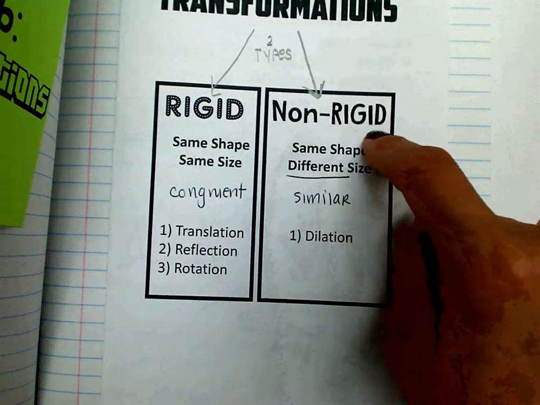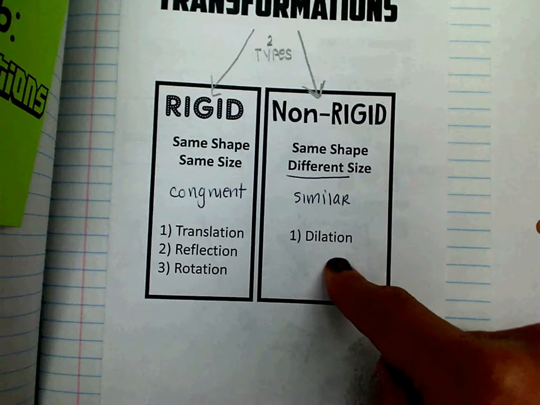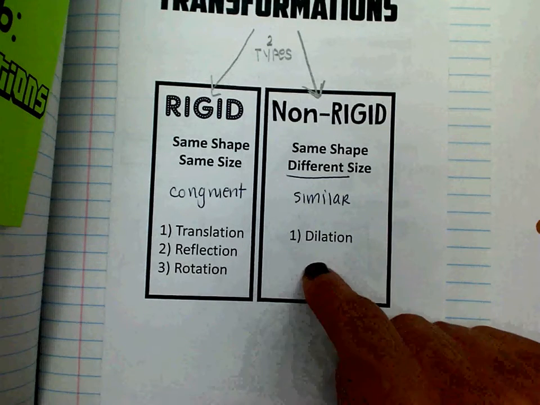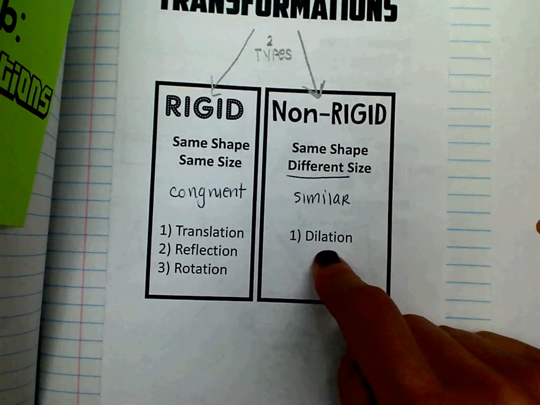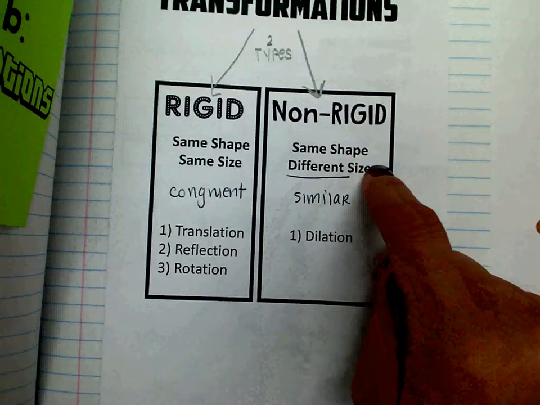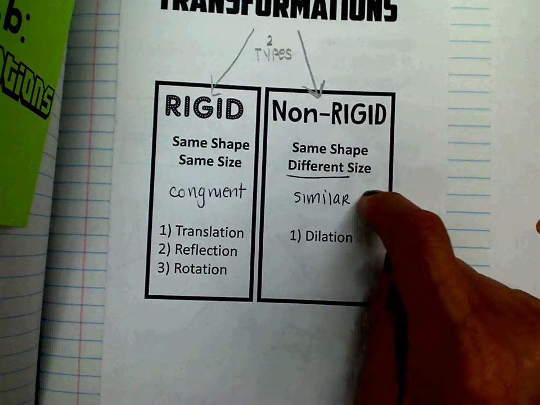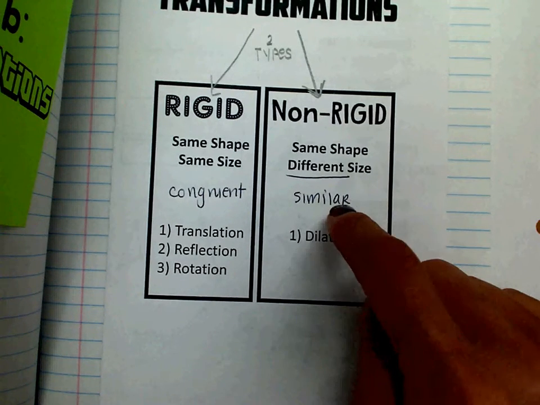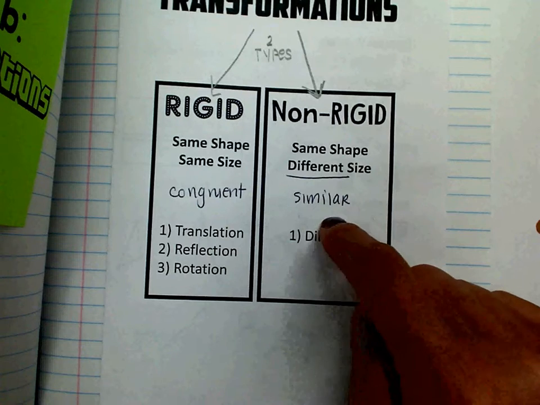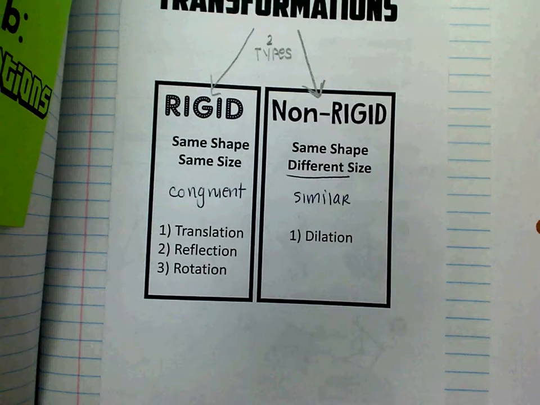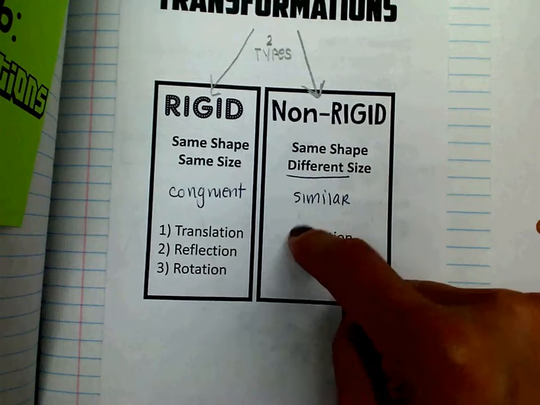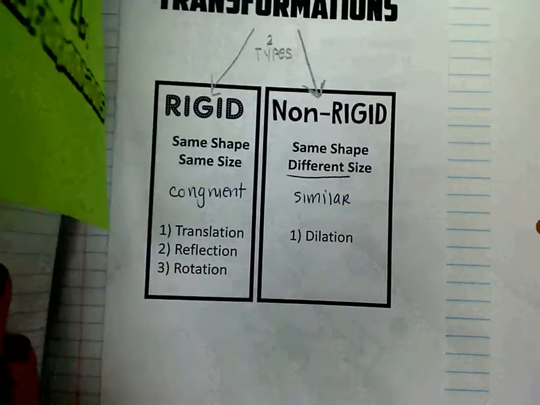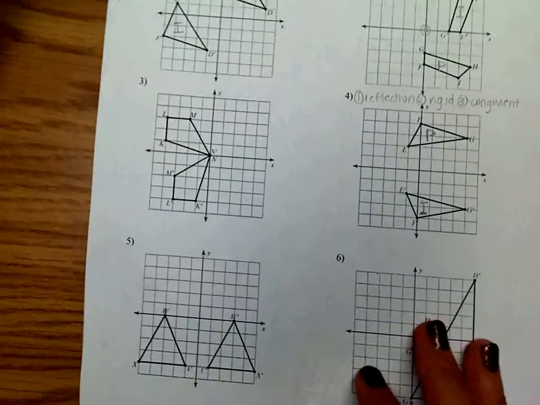Whereas for non-rigid, there's only one transformation that is non-rigid, and it's the dilation. It's the same shape but has a different size. And because of that, it makes the pre-image and the image similar to one another. Dilations are the only ones that have similar pre-images and images. So let's talk about this.